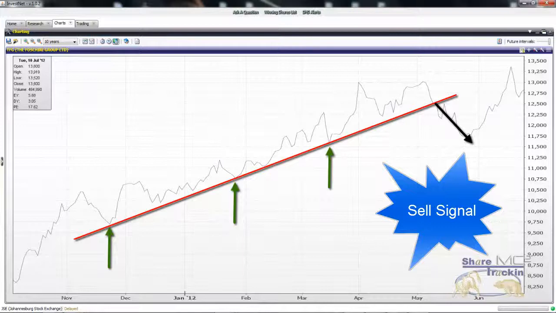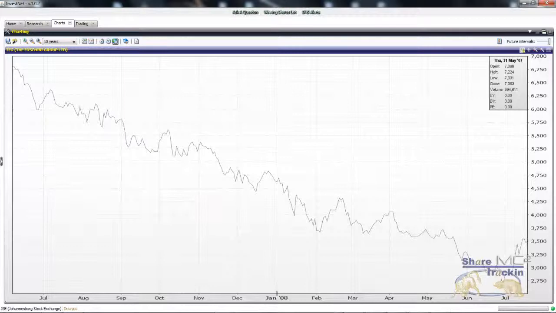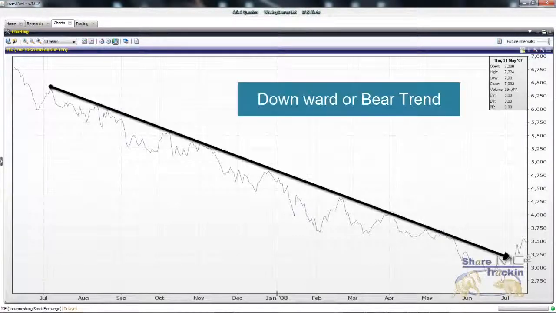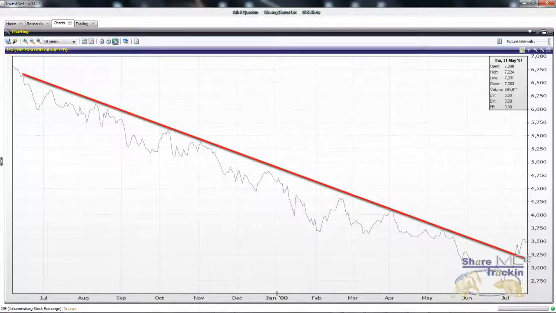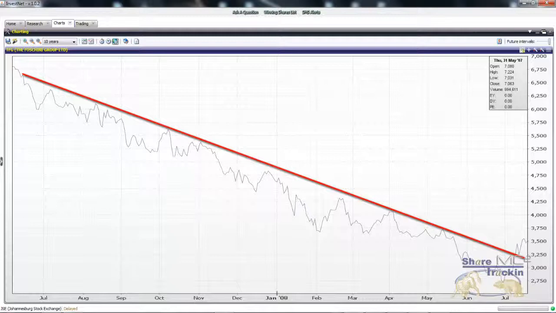The opposite is true for a falling chart. As you can see in this share, it is in a downward or bear trend, so we can draw a trend line connecting these successive tops. In this case, the trend is very reliable, and we can actually connect as many as 7 tops. The more points you connect with a trend line, the more reliable it becomes. Finally, of course, there is an upside breakout over here.